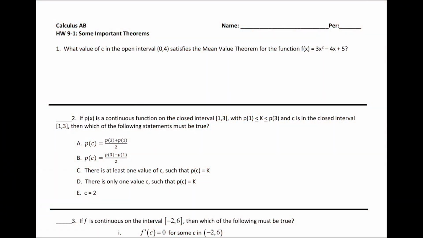Hey y'all, welcome back. On tonight's homework, we are going to be going through some problems that require some understanding of some different theorems that we went over in class, specifically the fundamental theorem of calculus, the mean value theorem and its friend Rolle's theorem, the intermediate value theorem, and the extreme value theorem.